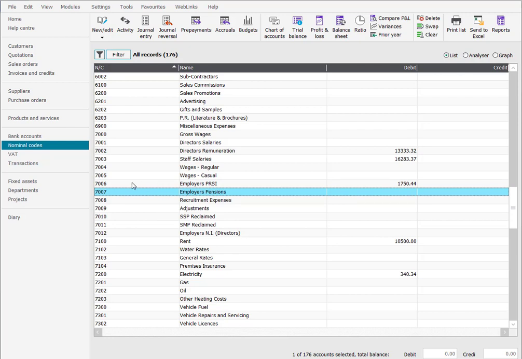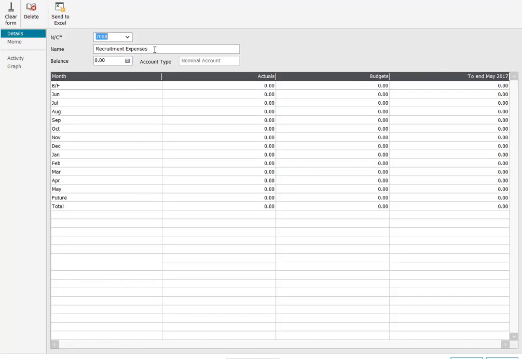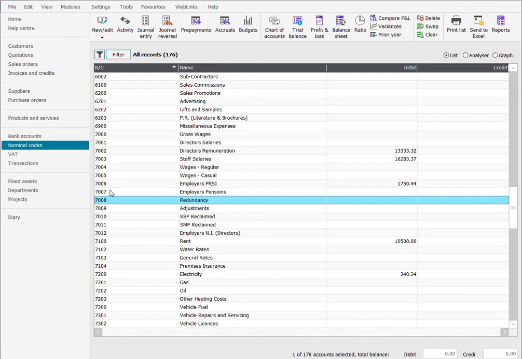Now I'm just going to take this recruitment expenses. Okay, I'm going to take that and I'm going to make that redundancy. Now I can do that because there's nothing in there yet. Okay, so I can do that if I want to. So I've just edited a nominal. So now I've got a redundancy nominal, or indeed you could create a new one, and the new one you would create would probably be 7013. Whatever you like yourself, that's fine. And you won't be penalised as long as it's in that 7,000s.